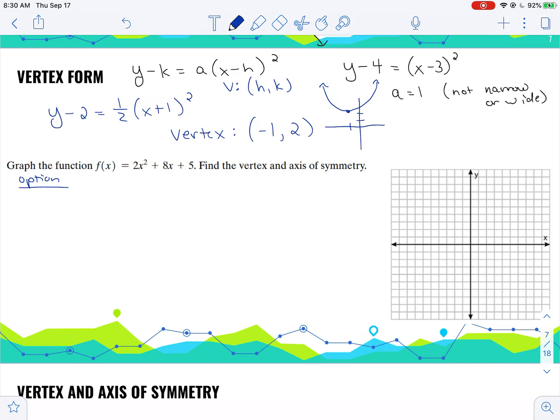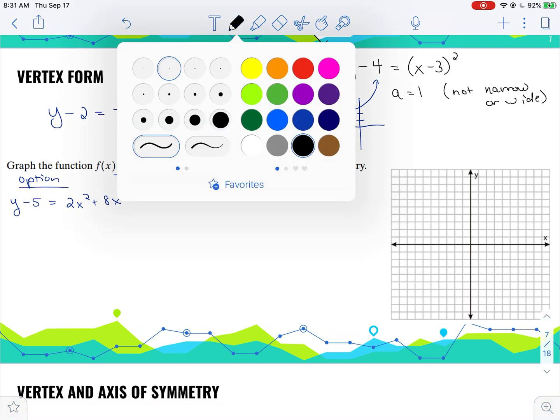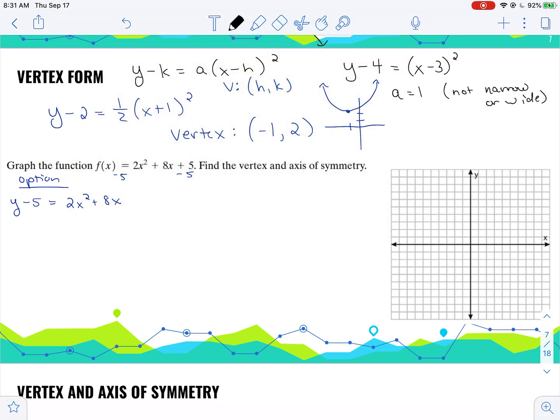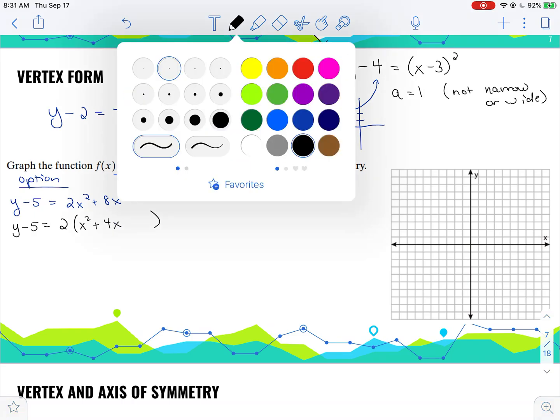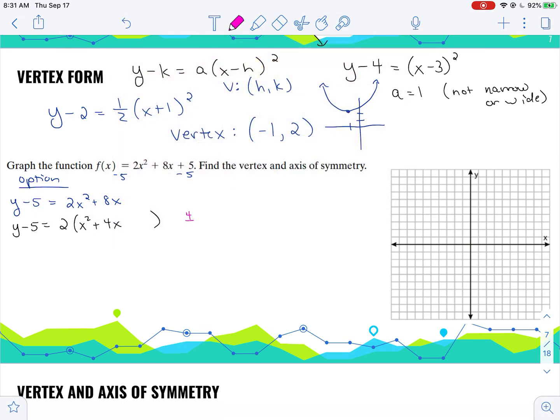So the first thing we're going to do is move the 5 over. This is going to be f of x is y, so I'm going to do y minus 5. I'm going to subtract the 5 from both sides first, equals 2x squared plus 8x. And in order to complete the square, I just need x squared. Right now it says 2x squared. So I'm going to factor out that 2 in front, and then I would have x squared plus 4x when I do that.